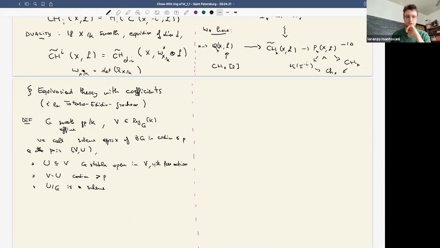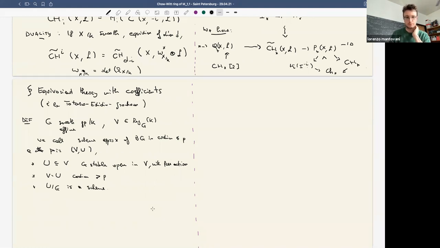Okay, so since the action of G on U is free, the quotient is always an algebraic space. And in order to be precise, I also ask that this quotient is a scheme, although I'm not super sure that this is really necessary, but for safety, I will assume it. And in any case, for every p, you can always find pairs of representations and open subsets of this form. This is already due to Totaro, basically.